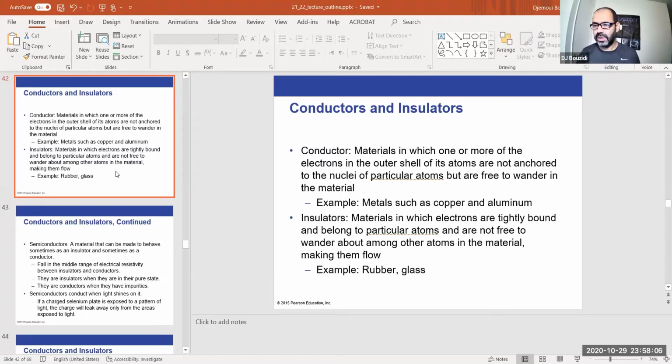So that's the conductor. The insulator, on the other hand, the electrons are anchored to their atoms. They don't want to move. So even if you put a battery across it, it will not move the charges because it doesn't have charges available freely to move. So that is the main difference between them.